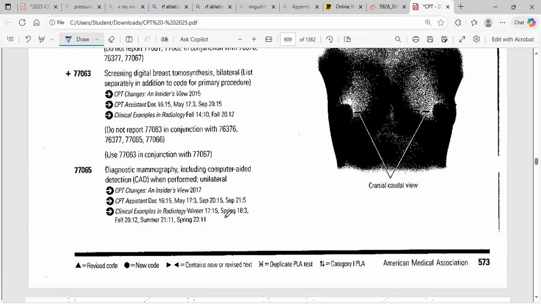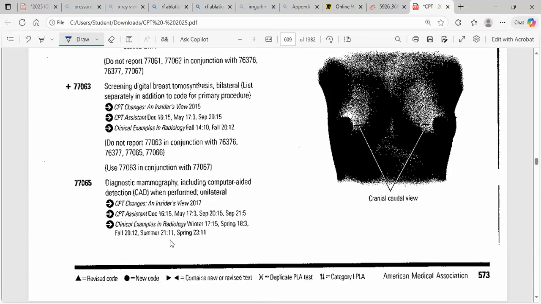77065. Okay. So for the breast mammography, we have the codes 77065, 77066, and 77067. And this code includes the computer aided detection. So we are not going to bill the computer aided detection in conjunction with 77065, 77066, and 77067. In these codes, we have to use the modifiers GH and GG.